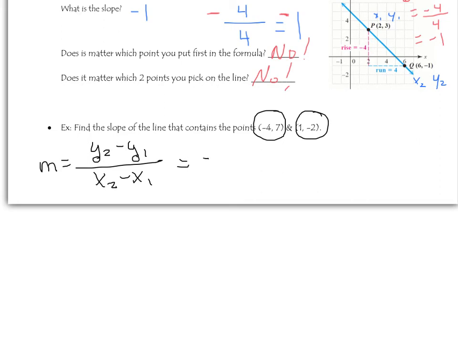So y2 is negative 2 minus y1, which is 7, over x2, which is 1, minus x1, which is negative 4. Now, when we have minus a negative, that's the same thing as plus a positive. So we have minus 2 minus 7, which gives us minus 9 on top, and 1 plus 4 is 5 on the bottom. So our slope is 9/5.